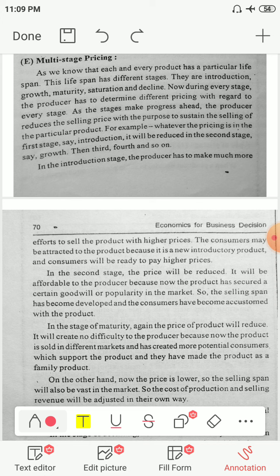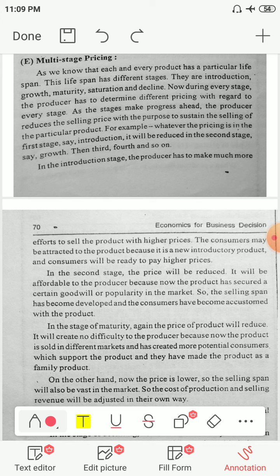Now, what is multi-stage pricing and why is it related to product life cycle? See, product life cycle is having multi-stage, as I have given you 5 stages: introduction, growth, maturity, saturation and decline. So in different stages, different prices are to be charged. That is why it is known as multi-stage pricing. Multiple stages are there, and in multiple stages we are charging multiple prices. That is why this method is known as multi-stage pricing.